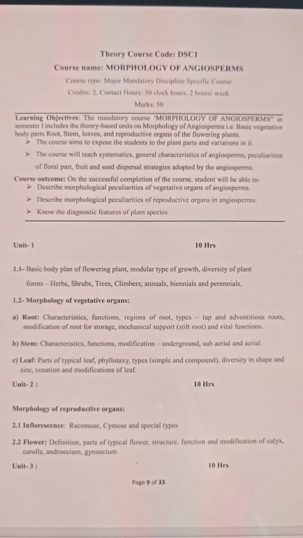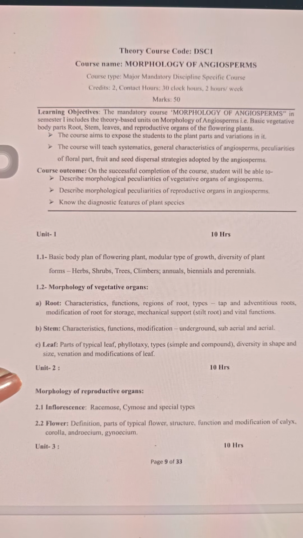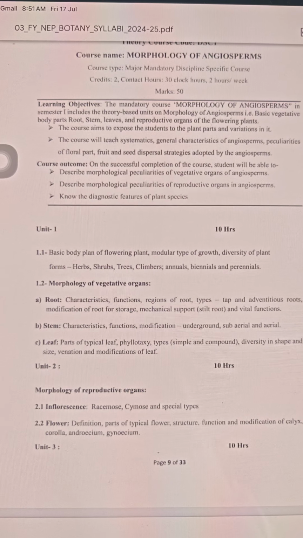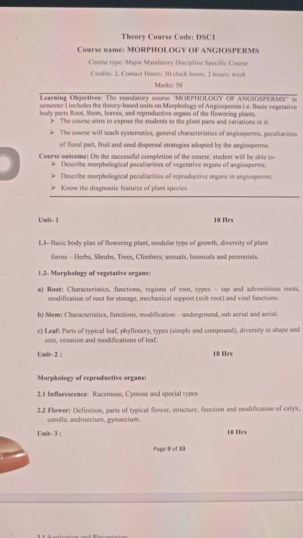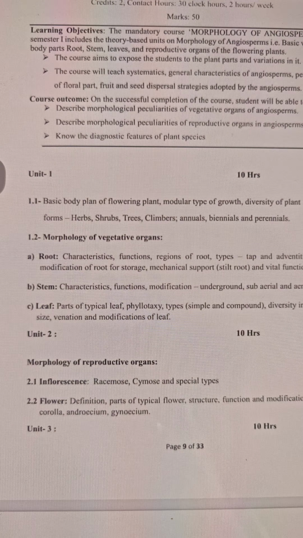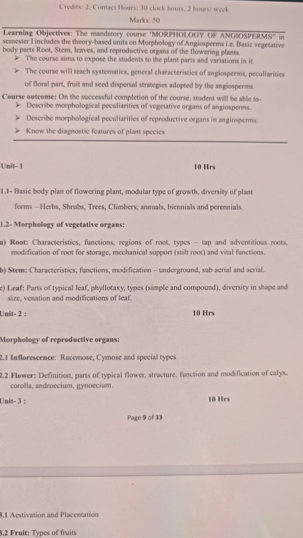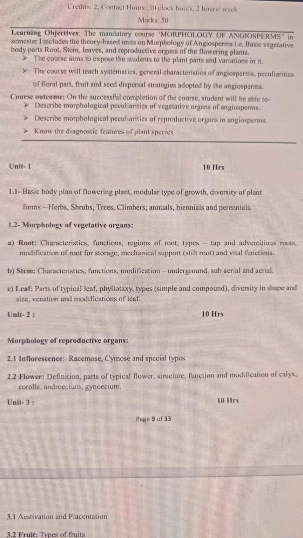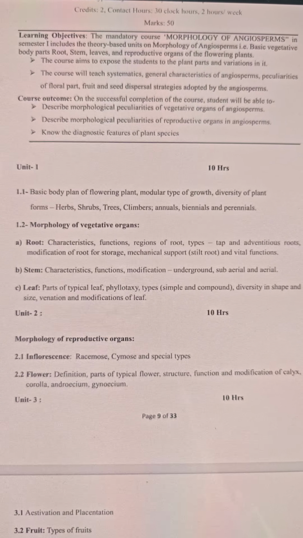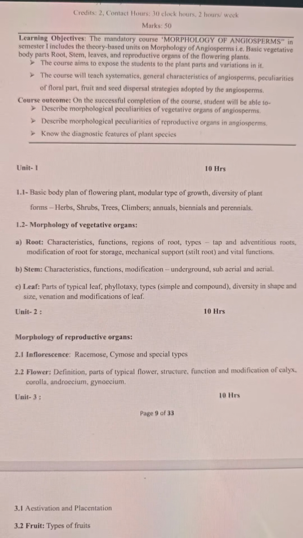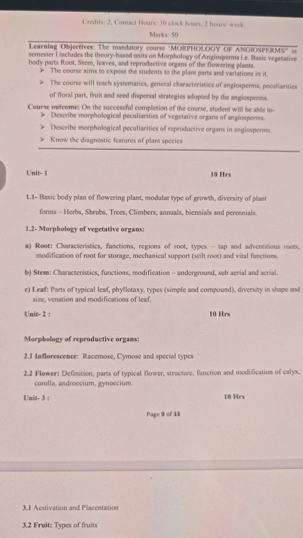You know that angiospermic plants are those which have flowers, fruit, seeds, the most advanced category of plants. Okay, so unit 1 is the basic body plan of flowering plant. So modular type of growth, diversity of plant forms like herbs, shrubs, trees, climbers, annuals, biennials, and perennials. So the general characters of any flowering plants we are going to discuss in 1.1.